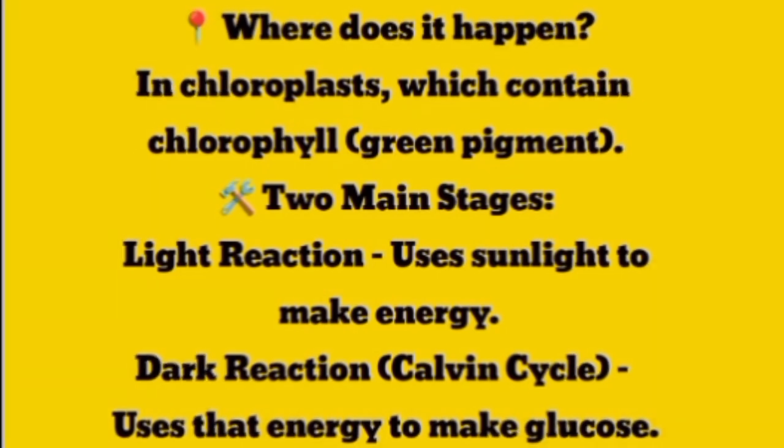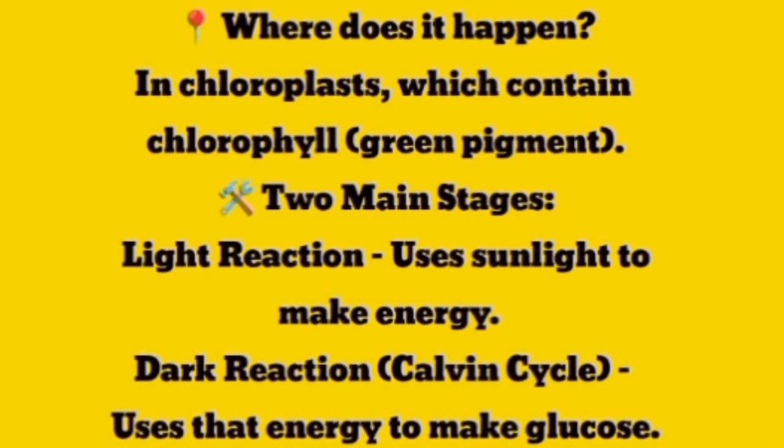Number one is light reaction and number two is dark reaction. In the light reaction, plants use sunlight to make energy, and in the dark reaction, the energy stored in the light reaction is used by the plants to make glucose. And this cycle is called the Calvin cycle. It is a complex step-by-step reaction in which carbon dioxide is converted into glucose.